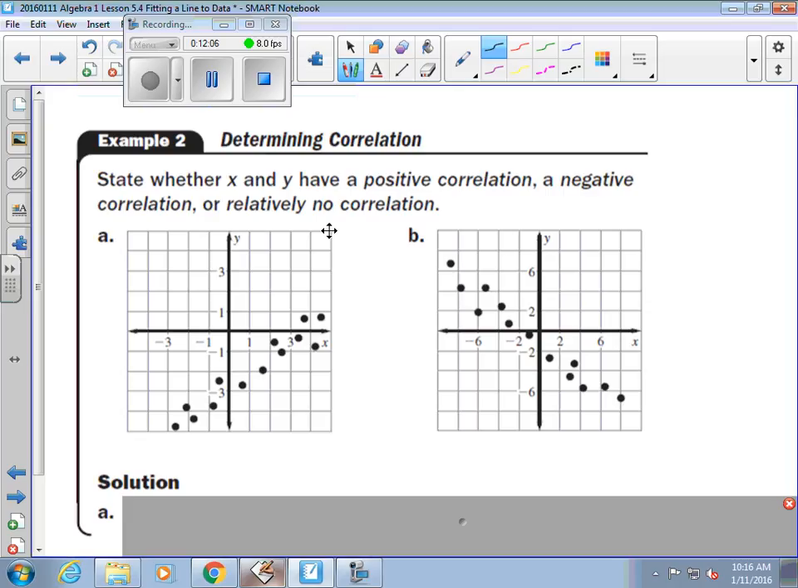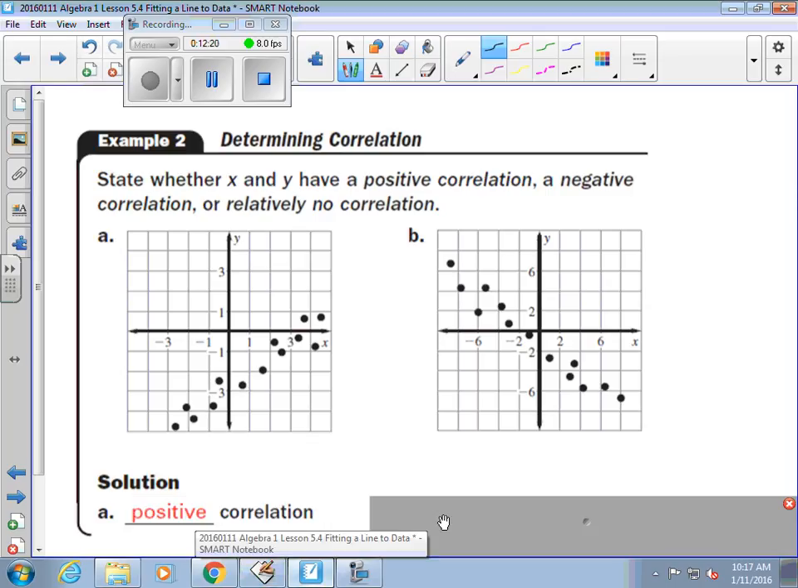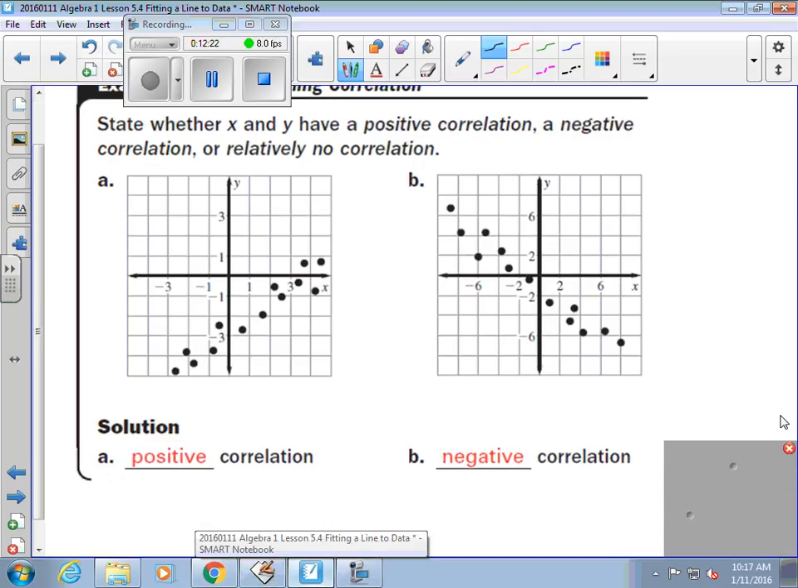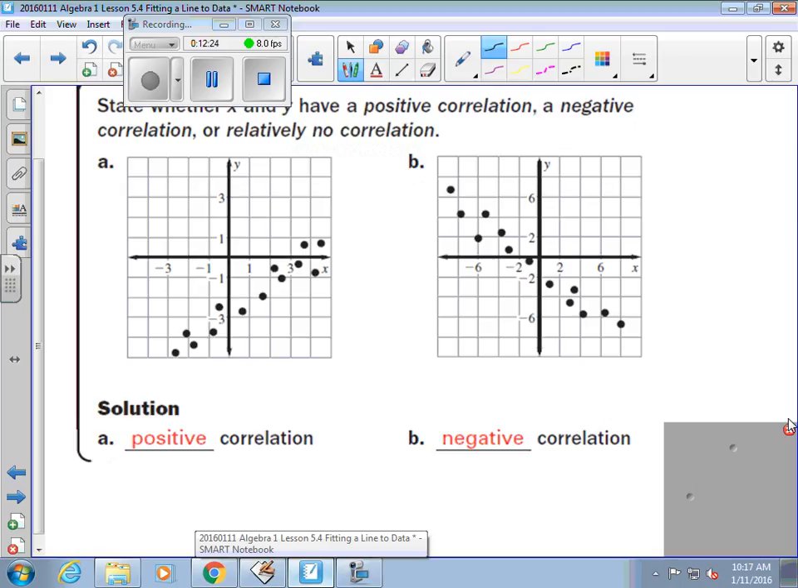Example number 2 is real simple. Again, I showed y'all this real fast before we started. Correlation. A is very easy to see. If you drew a straight line through those points as close as you could, they're going uphill. So that's a positive correlation. B, you can clearly see those dots are going downhill. So positive correlation, negative correlation. Real simple concept. If they don't look like they're going any way, then that's considered no correlation.